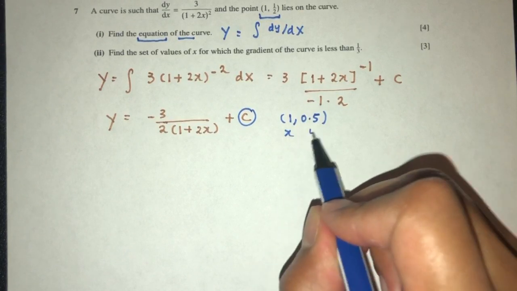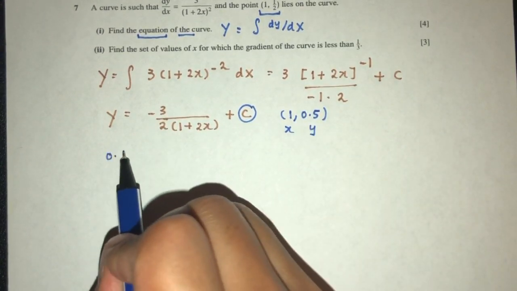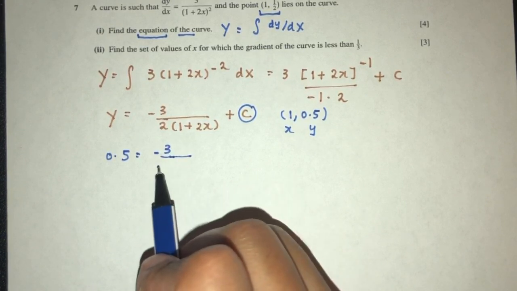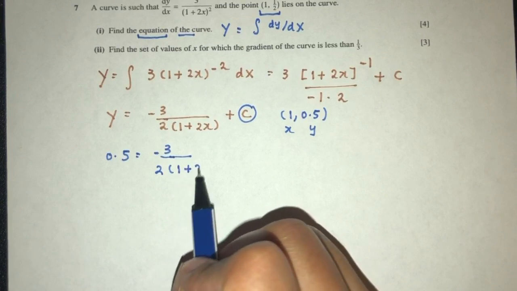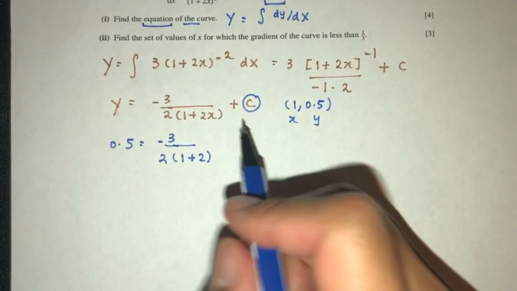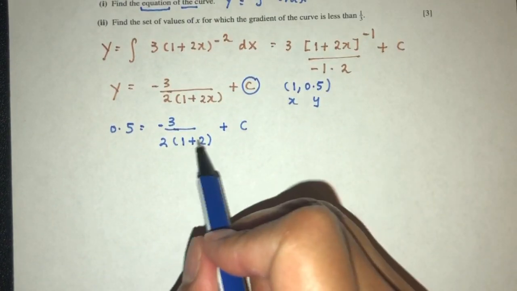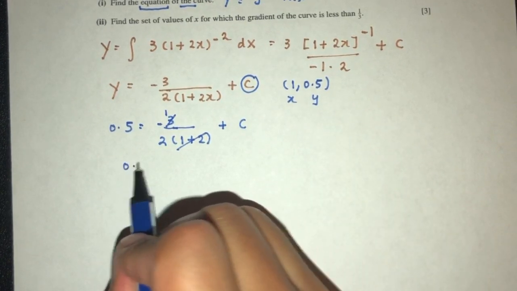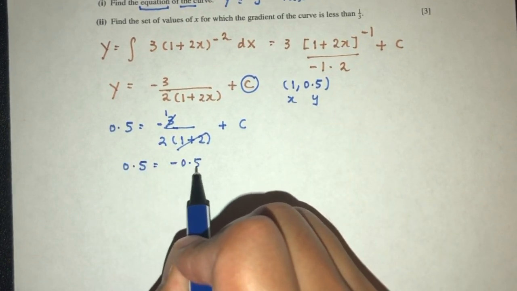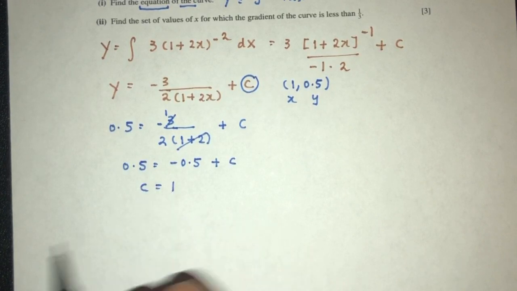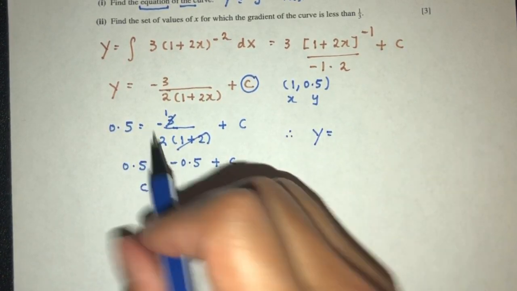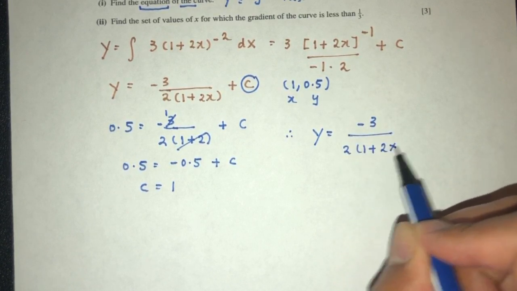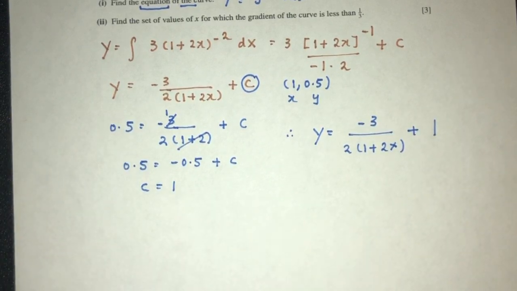That is x and y. That should be 0.5, y will be minus 3. That should be 2, and then we have 1 plus 2. Let's see what do we get. Plus c, obviously here. Now this is 3. Here we have 3, that should be minus 1. You will get 0.5 is equal to minus 0.5 plus c. So c will be just 1. So finally, y, which is the equation of the curve, should be minus 3 over 2(1 plus 2x) plus 1. That will be the equation of your curve.